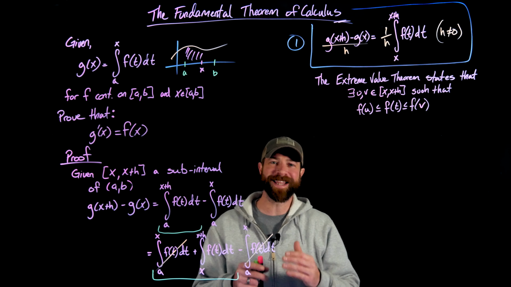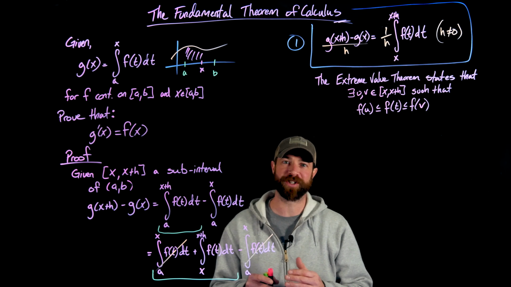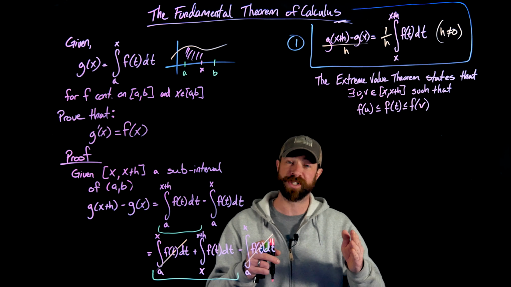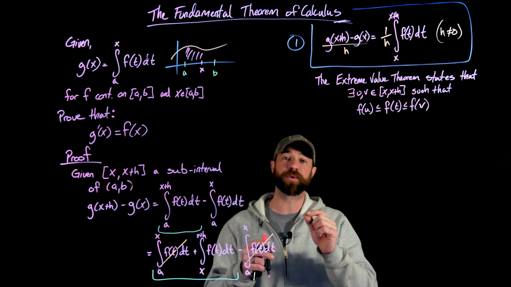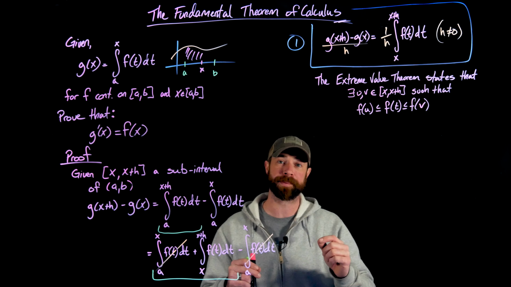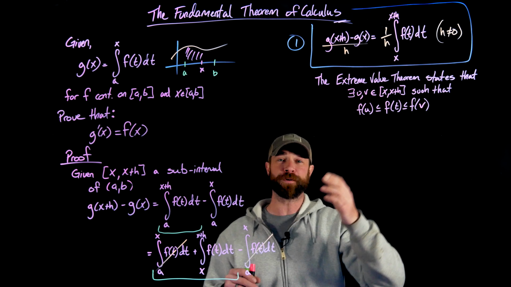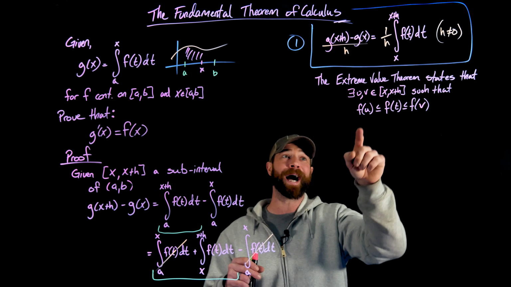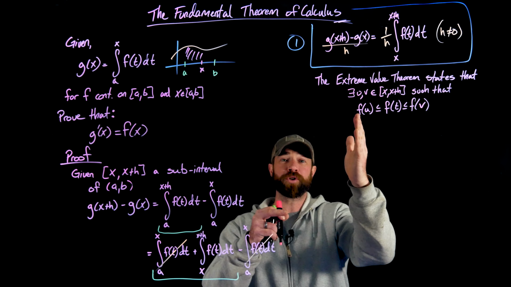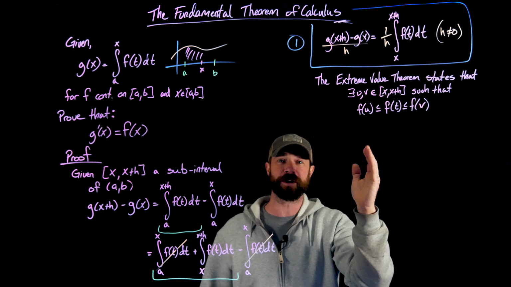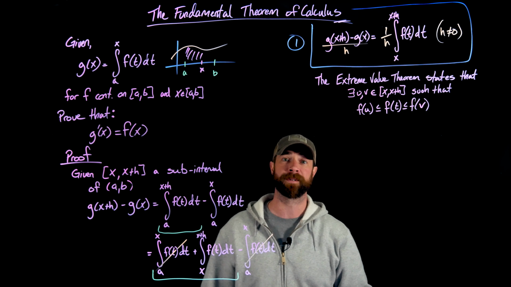Then we employ our friend, the extreme value theorem. If you remember from differential calculus, the extreme value theorem says if you have a continuous function on a closed interval, then for sure that function reaches an absolute minimum and an absolute maximum. Or in other words, there exist values on this interval x to x plus h, so that the outputs of those functions are the absolute minimum and absolute maximum, meaning every other function value on that interval lies in between those two.